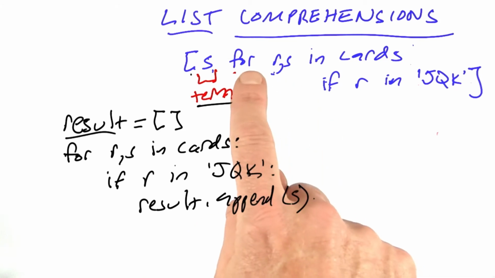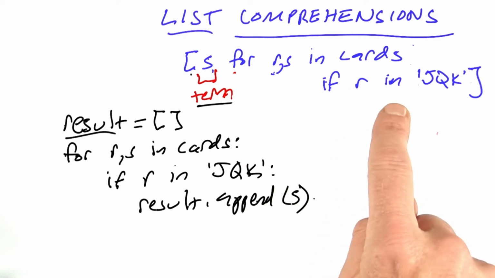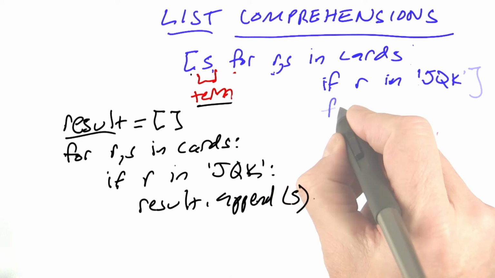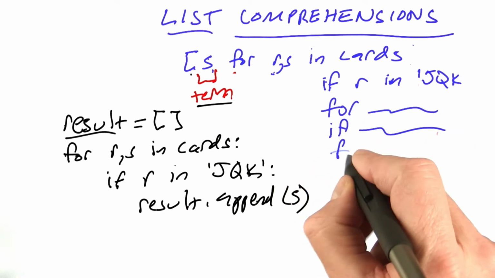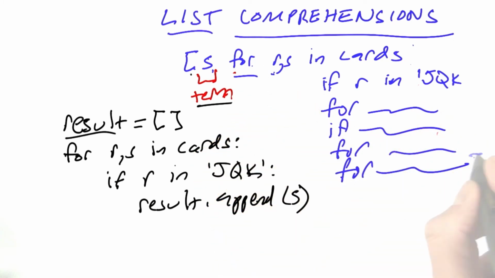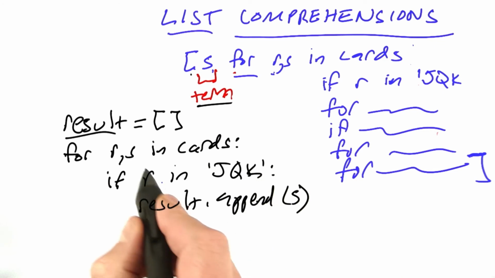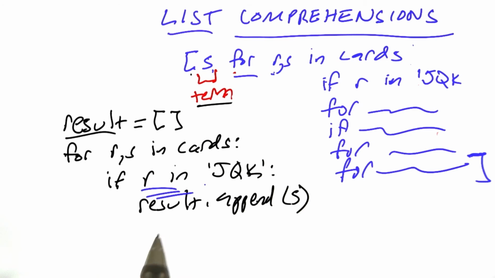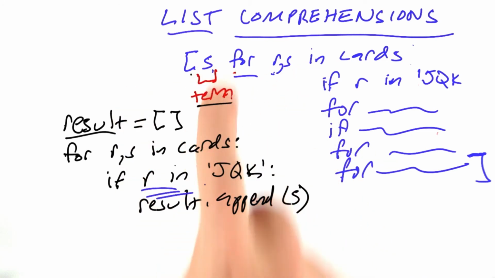And in general, we can have any number of for statements, if statements, more for statements, more if statements. We can keep on adding those for clauses and if clauses and intermingling them in any order we want, as long as the for clause comes first. And we can have that one big list comprehension, and that corresponds to putting in more fors and ifs here in this loop. And the whole thing is read left to right, except for the term.